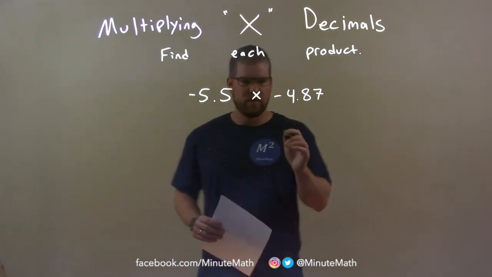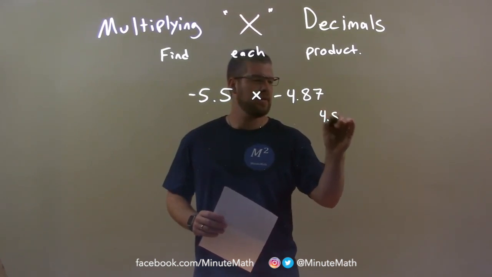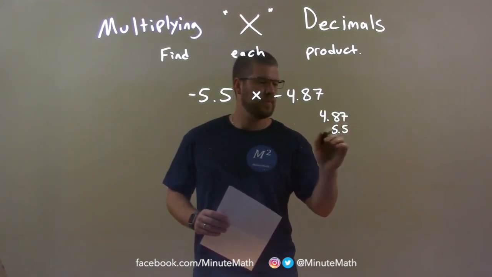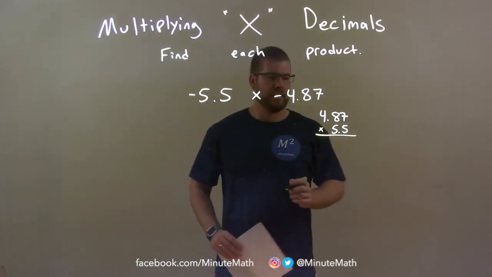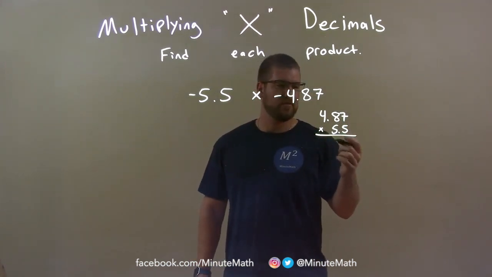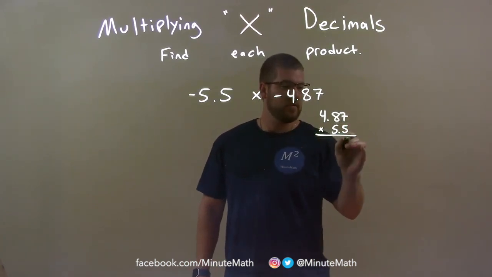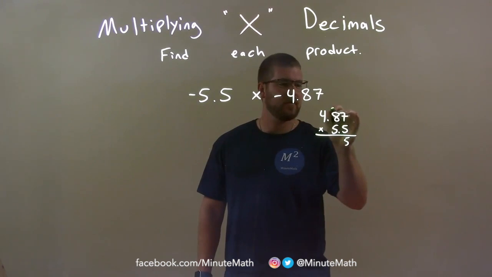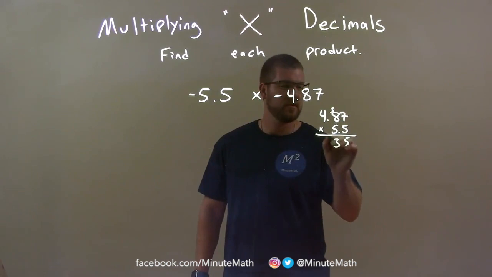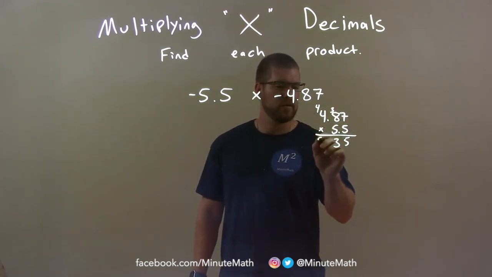So I'm going to use my traditional method here, and I'm going to put 4.87 up top and 5.5 down here. Now, what we want to do is just multiply like we do anything else. Imagine it's just 487 times 55. 5 times 7 is 35, so we have 5 here, carry the 3. 5 times 8 is 40, plus 3 is 43. 3, carry the 4. 5 times 4 is 20, plus that 4 is 24.